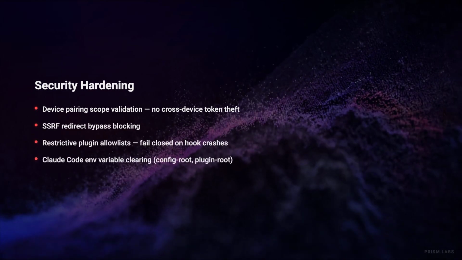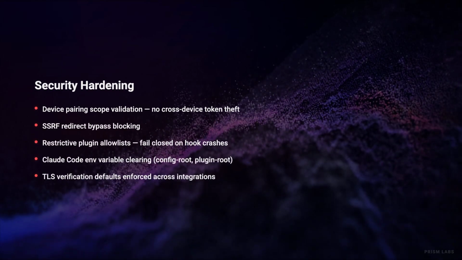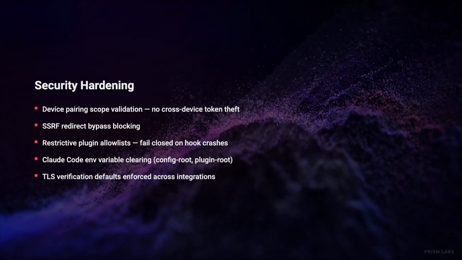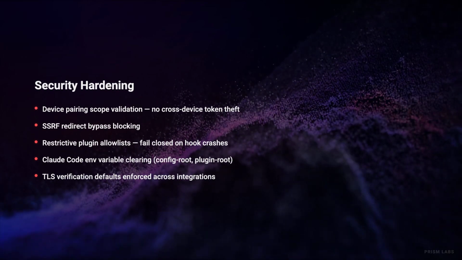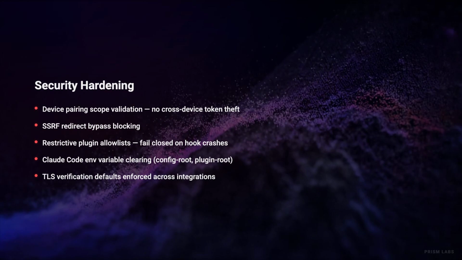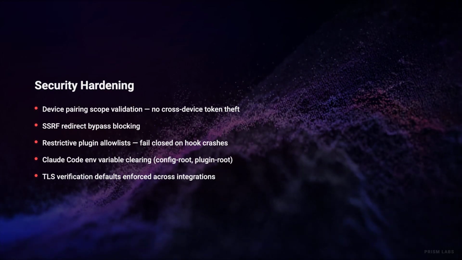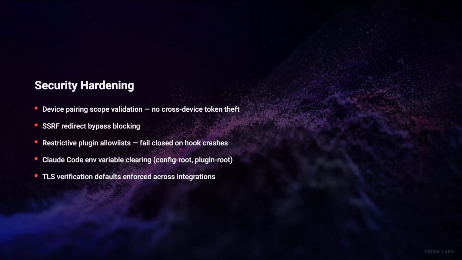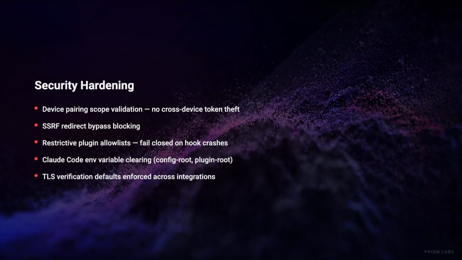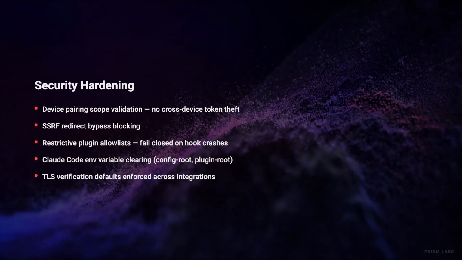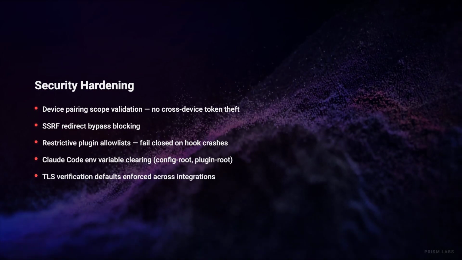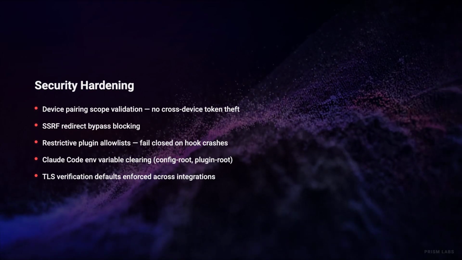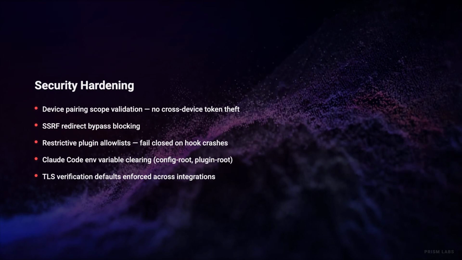Device pairing scope validation prevents cross-device token theft. Browser SSRF redirect bypasses are blocked. Plugin allow lists are preserved as restrictive by default, with owner access required for modifications. Hooks that crash cause the system to fail closed rather than fail open. Auth throttling is normalized for loopback browser origins. Claude Code environment variables are cleared to prevent config root and plugin root overrides. And TLS verification defaults are enforced for integrations like Synology Chat.